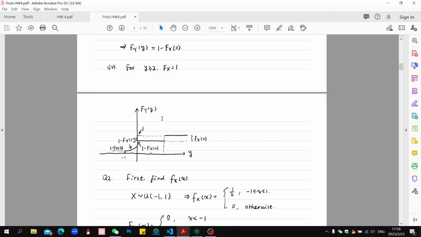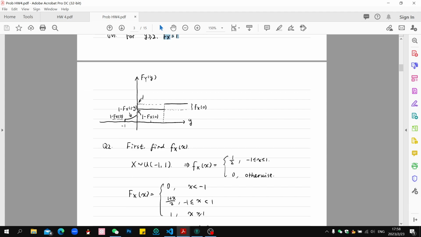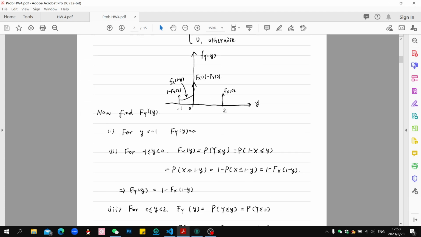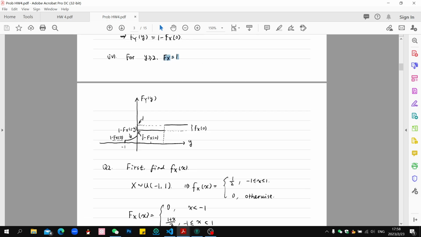And for y larger than 2, we know that Fy is 1. And then we have found it piece by piece, and then we can draw it.